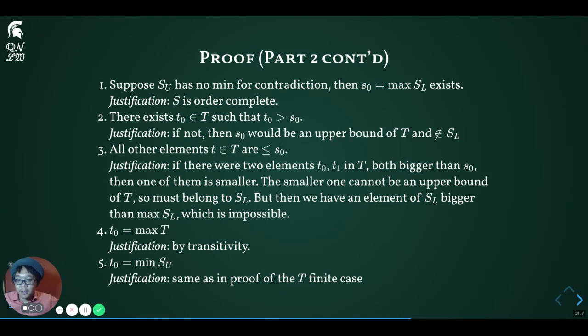From here on out, this is smooth sailing. By transitivity, since except for T0, which is bigger than S0, all other elements of big T are smaller than S0, we know that T0 is at least as large as any element of T, and hence is its maximum and an upper bound. But since T0 is the maximum of T, and hence an element of T, any other upper bound has to be at least as big, forcing T0 to in fact be the least upper bound. And hence SU in fact has a minimum, and it is T0. This completes our proof.